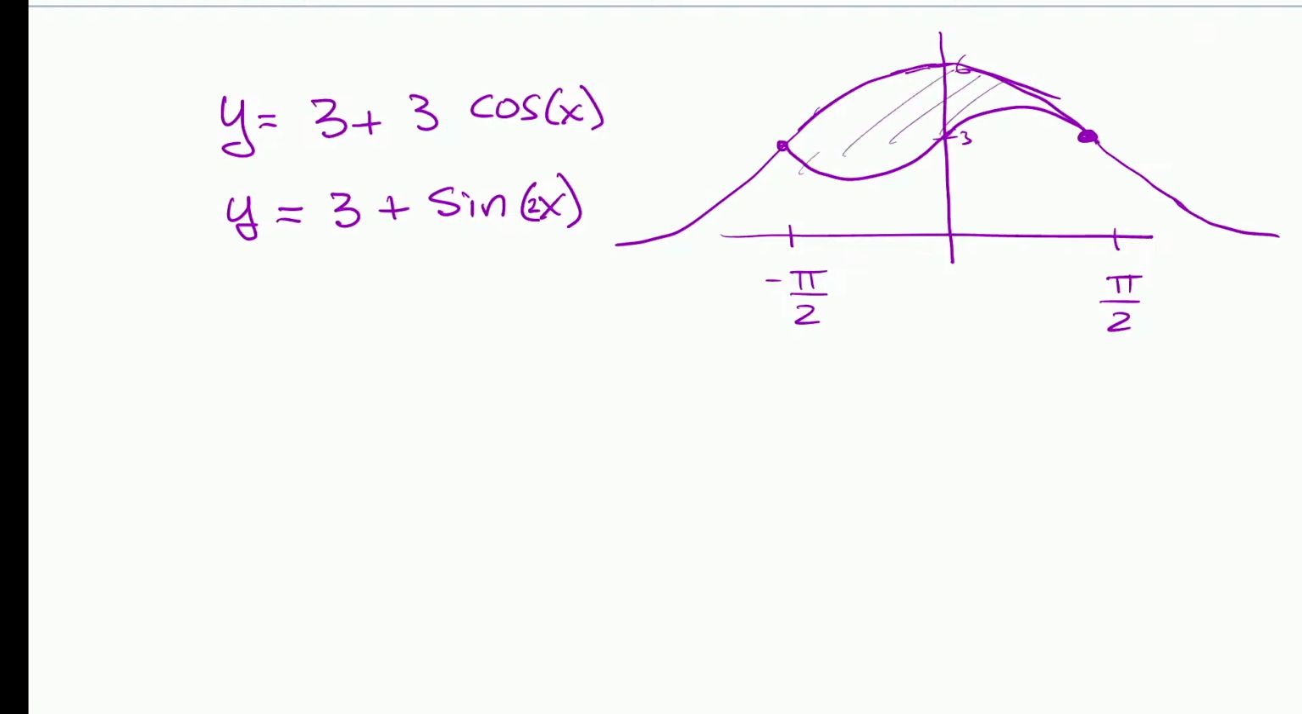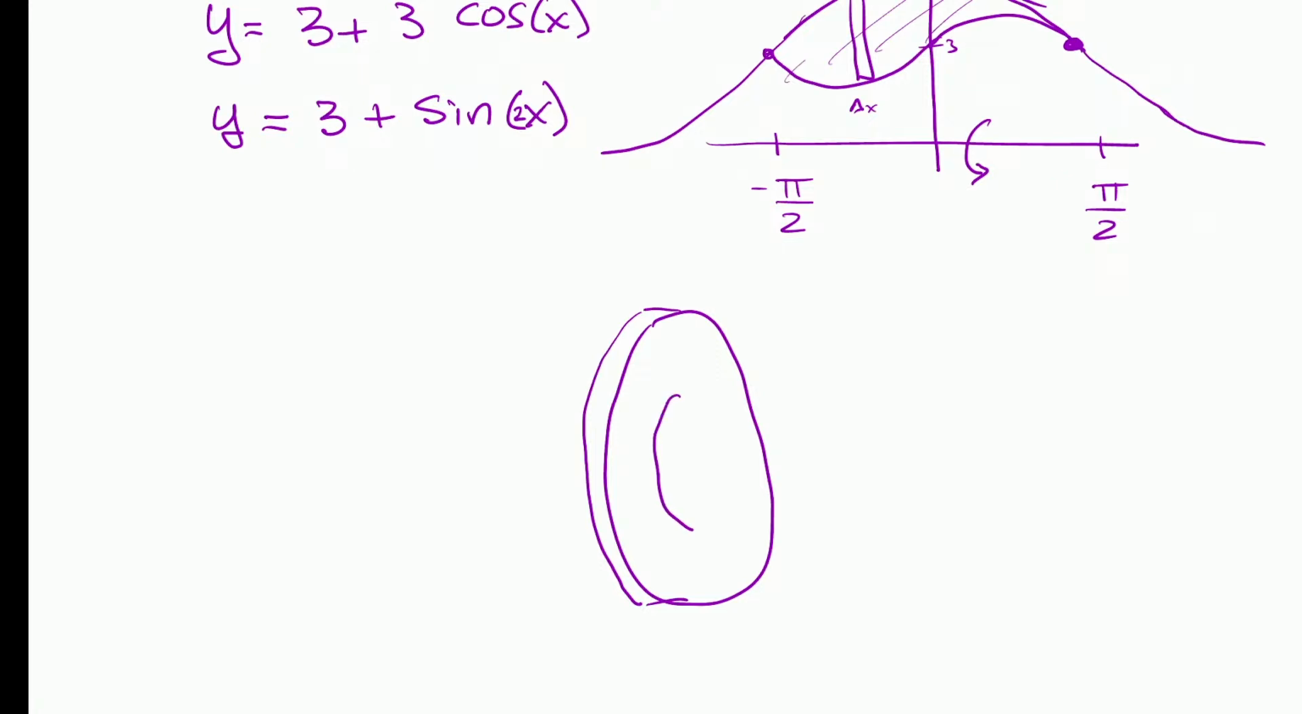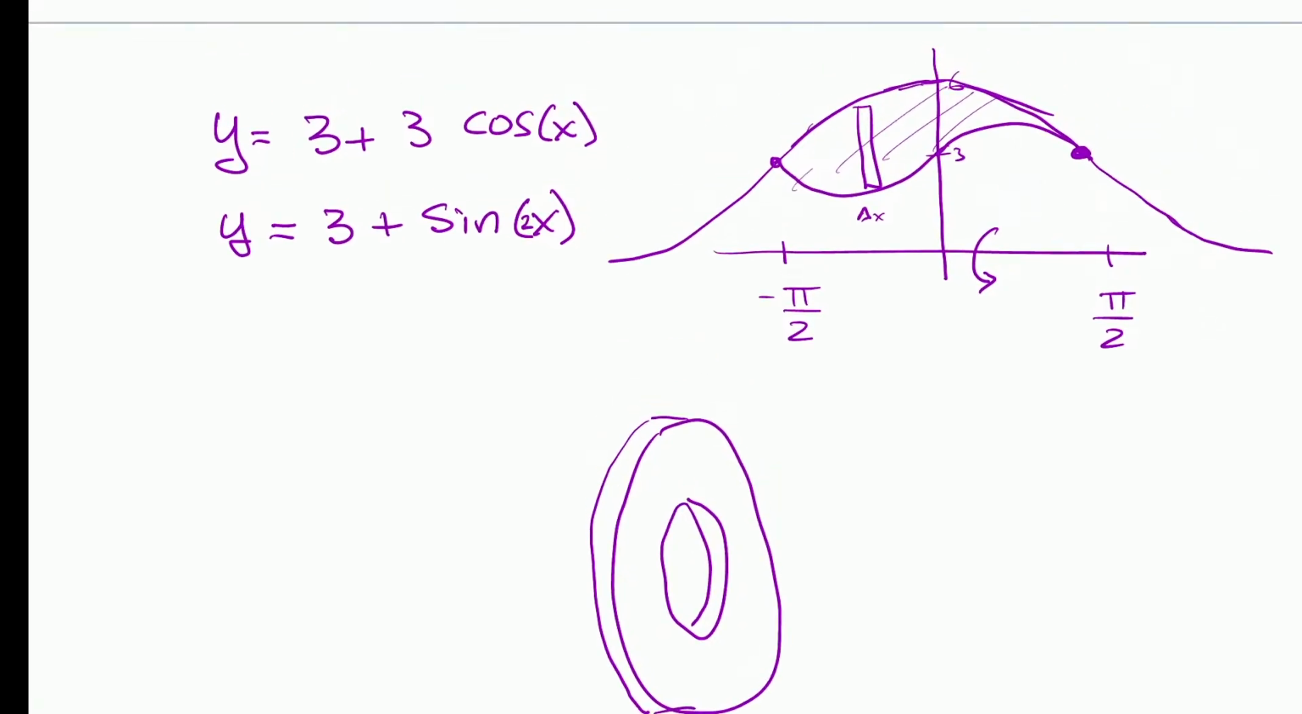I'm going to rotate this around the x-axis. So you can see what's going to happen is when I rotate this around, I'm going to end up with a disk. So this is a delta x here. This disk has a hole in it. So you get this washer. So it's like this right here.